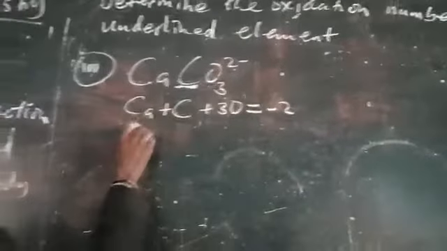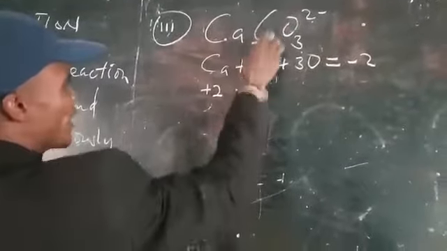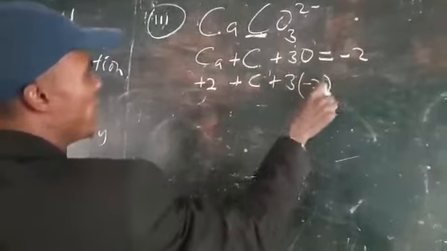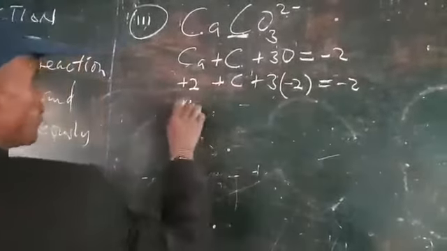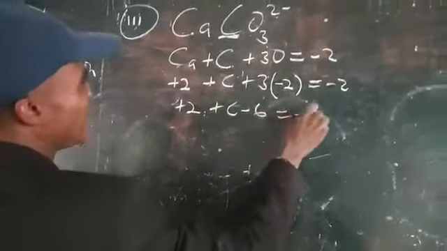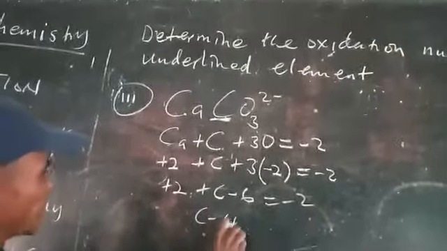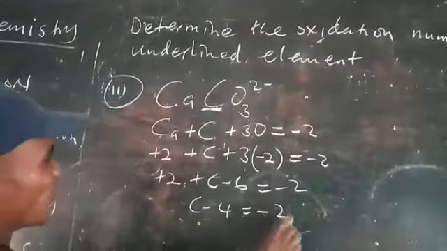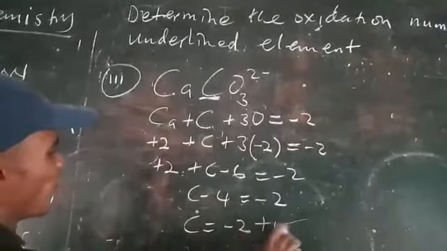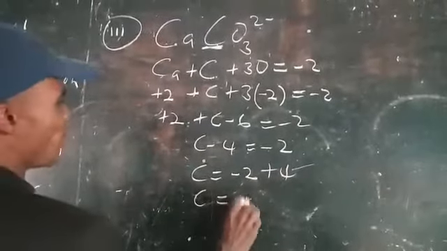Calcium has a valency of 2 because it's a metal, so we put a positive value. We are not going to substitute carbon because carbon is underlined. 3 times oxygen, which has oxidation number of -2 wherever it is. We have +2 plus carbon, 3 times -2 becomes -6, and that equals -2. +2 minus 6 becomes -4. The larger number carries the sign, and that becomes -2. Now we collect like terms. -2 plus 4, so C becomes +2.